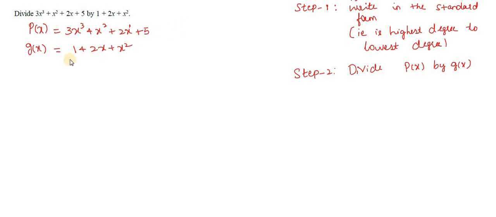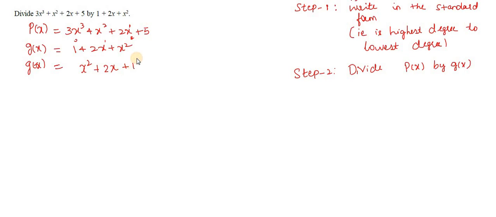Okay, now what about g of x? g of x is not in the standard form. Why? Because here nothing is there in the sense of 0, 1, 2. What I told is it should be from the highest degree to the lowest degree. So what should we do now? You should rearrange this. So g of x equals, first you should write the highest degree. Which is the highest degree here? x square. So write x square, then plus, what is the next? That is 2x, then plus 1.